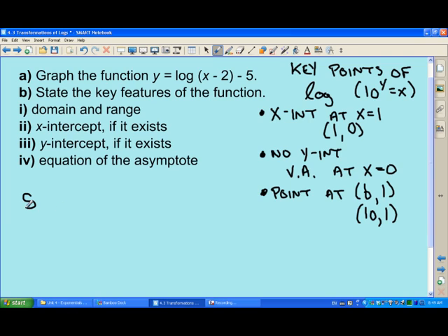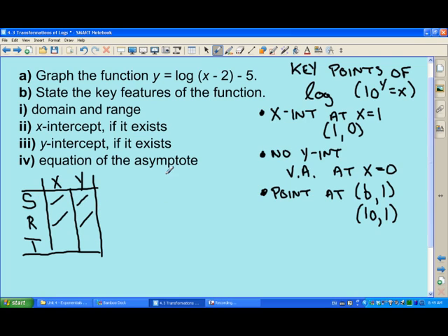So I'm going to use an SRT table, stretch, reflect, translate. So this function has no vertical stretches or reflections, but we are moving this to the right 2 units. So for every x value we're adding 2, and we're moving this whole function down 5 units. So we're subtracting 5 from every y value.